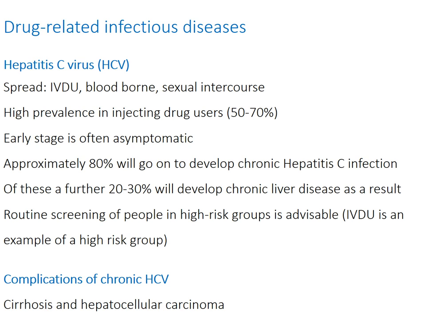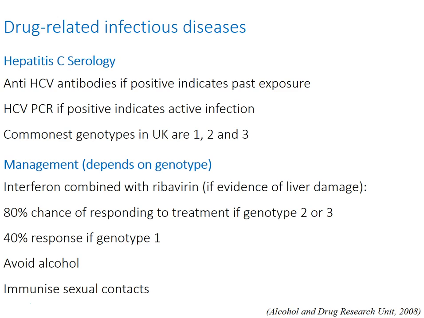About 80% of them will go on to develop chronic hep C infection, and of these, further up to 30% will develop chronic liver disease as a result. So routine screening of people in high-risk groups is advisable, and IV drug users are a classic high-risk group. If they go on to develop chronic disease, then this will usually develop into cirrhosis, and some will also develop hepatocellular carcinoma.